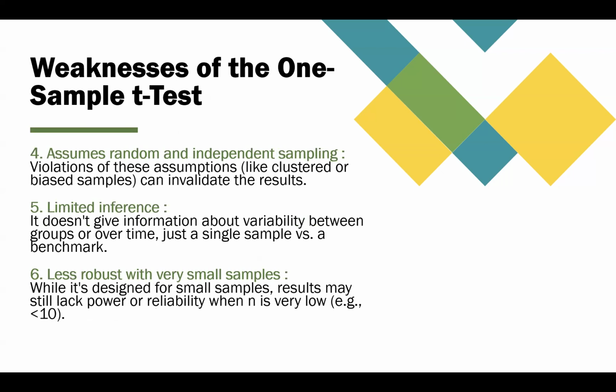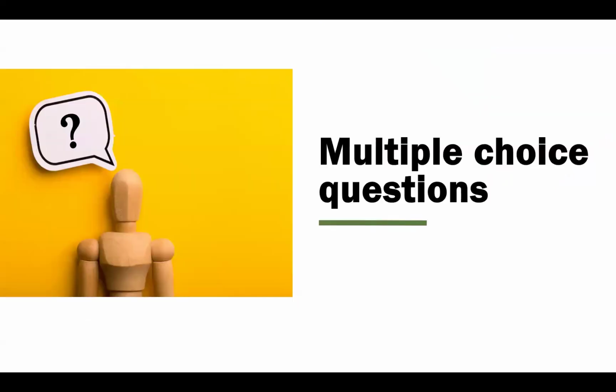It assumes random and independent sampling. It has limited inference. It does not give information about variability between groups or over time. It just tells us a simple yes or no answer. It is less robust with very small samples. While it is designed for small sample sizes, when n is very low, for example less than 10, it does not work very well.